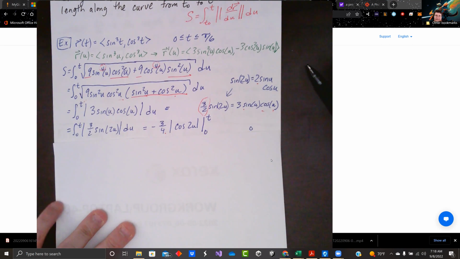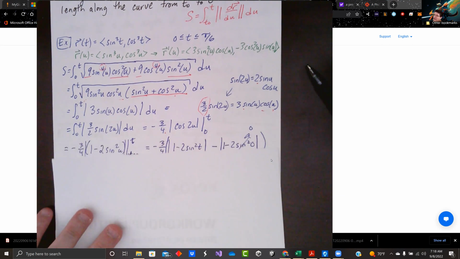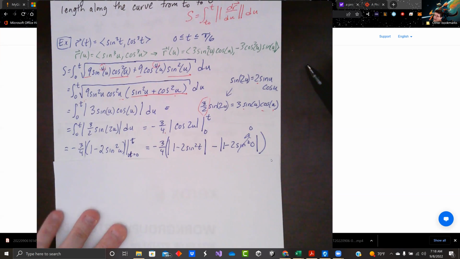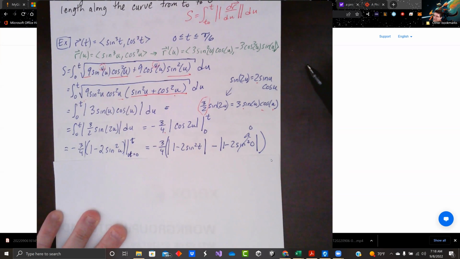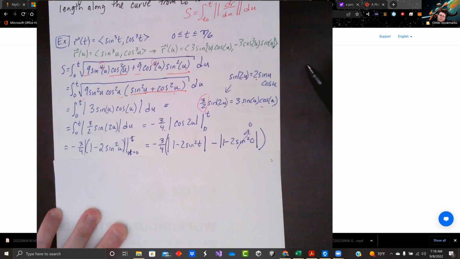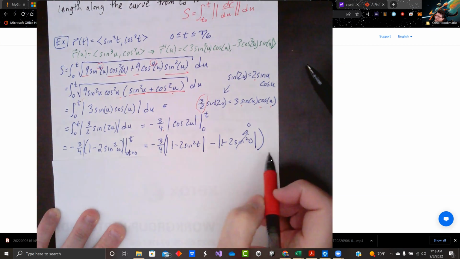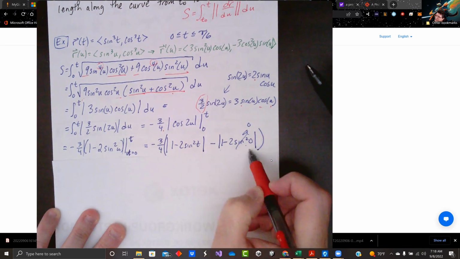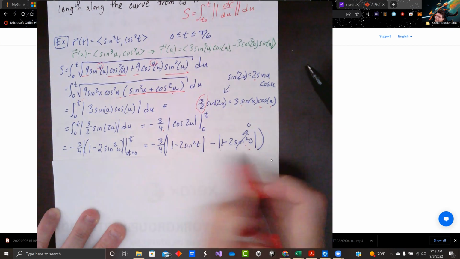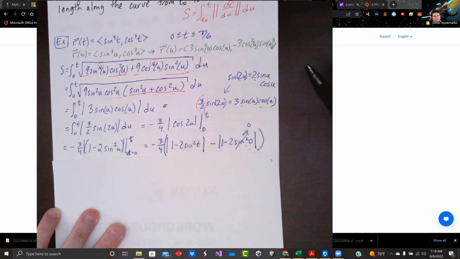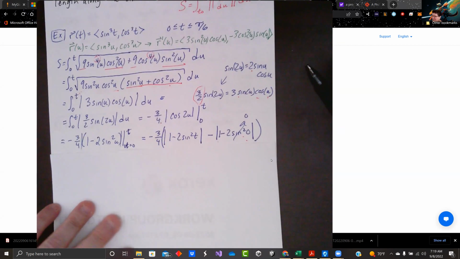We're getting there. So cosine 2u, I don't really want to use that. Let's shift back. I want to use 1 minus 2 sine squared u for cosine 2u. And now we're going from u equals 0 to u equals t. So if I plug in t, I've got 1 minus 2 sine squared t. I plug in 0, I've got 1 minus 0. This is all in parentheses. Don't forget the absolute values. We've got negative 3/4 out front.